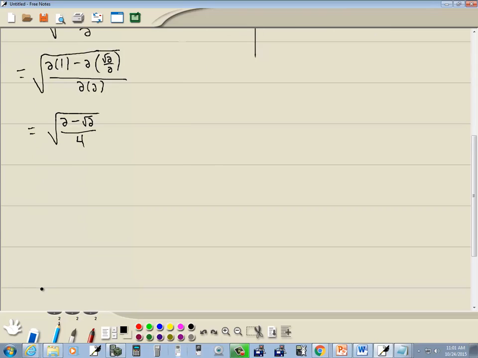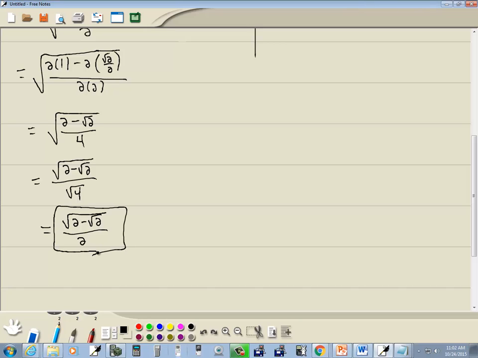Now we can't have a fraction inside of a square root, so we'll split this up. We'll put a square root around the top, and we'll put a square root around the bottom. Can't have a square root in the denominator, but square root of 4 gives us 2, so that works out nice. And this would be our answer.